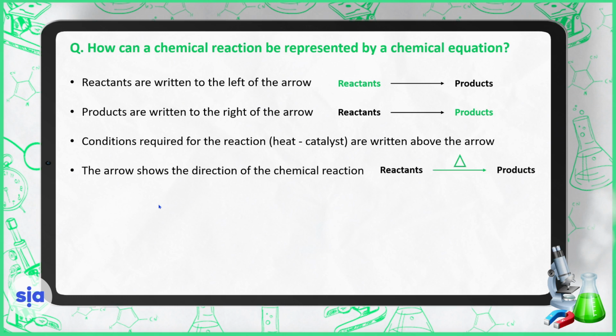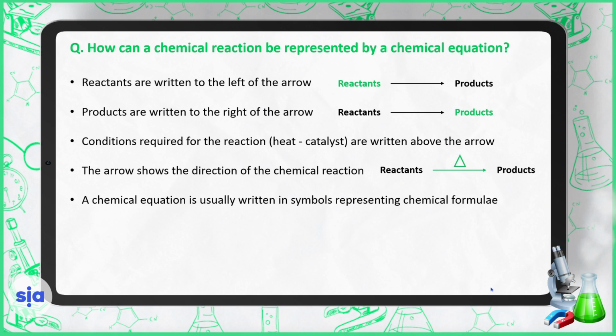And the arrow itself shows the direction of the chemical reaction. So this is an arrow. This is the direction of the chemical reaction. So the chemical reaction starts here and ends here. And this triangle over the arrow means heat. A chemical equation is usually written in symbols representing chemical formulas. The chemical equation should be balanced.